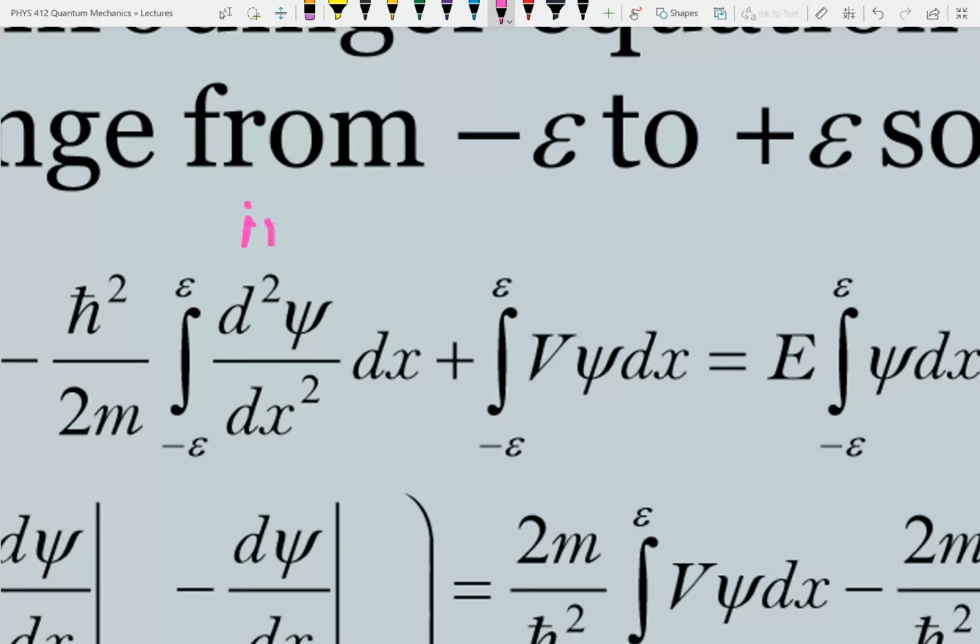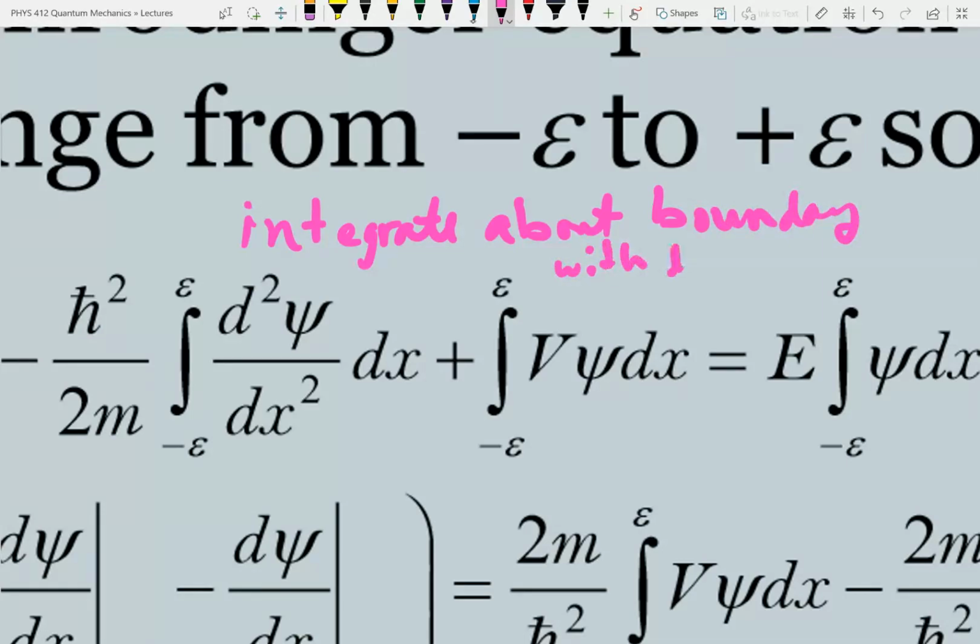So we're integrating about the boundary with limits approaching 0. That is, the width of our integral is approaching 0. So we're going from minus epsilon to plus epsilon, and the limit as epsilon approaches 0. Now, when you do that, it makes the integral kind of easy. Because if you have a continuous function in the limit of integrating over a 0 region, what do you have for that function?